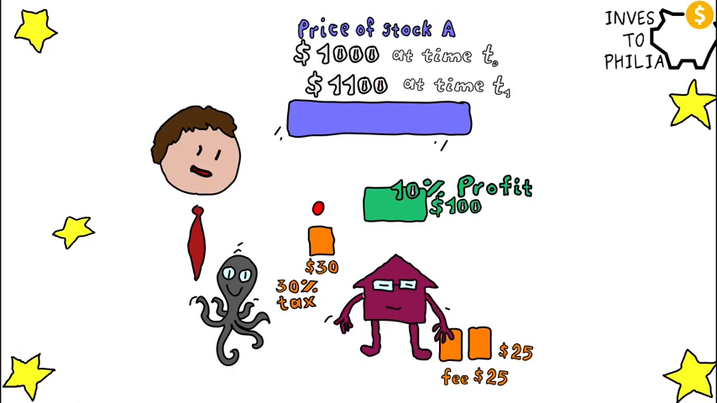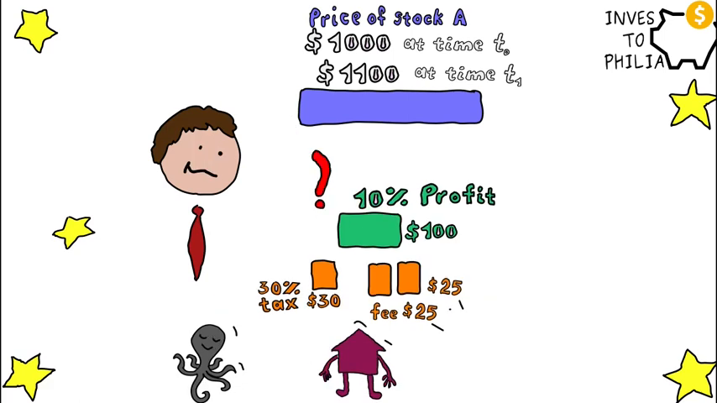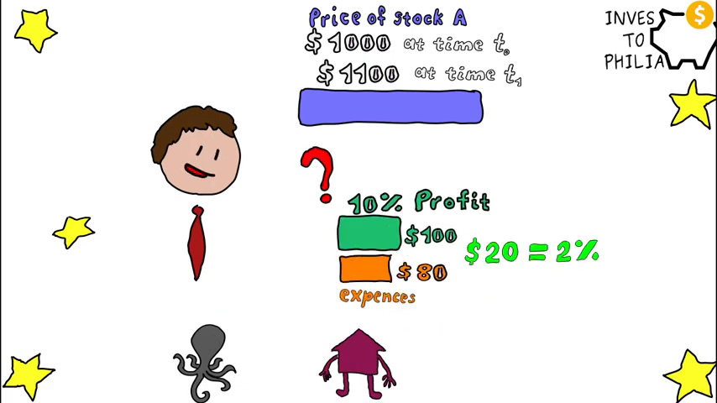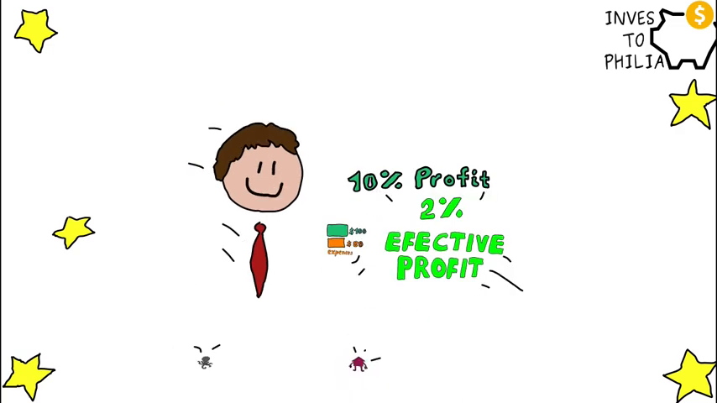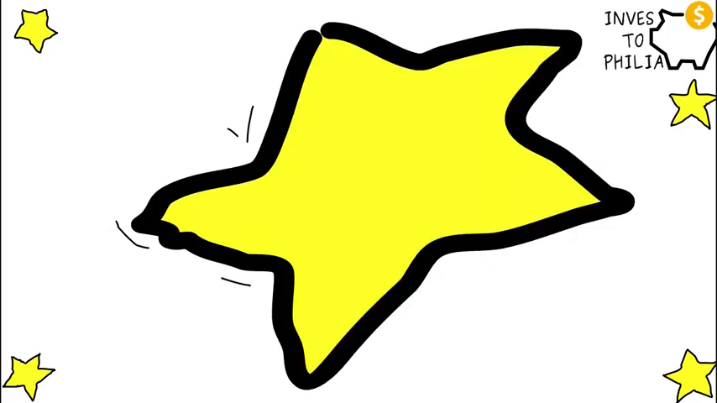Still, you see in your bank account that you had 10% of profit equivalent to $100. Indeed, your profit is just $20, corresponding to 2% of effective profit. So, your real profit is 2%, and you see only 10% profit in the application.